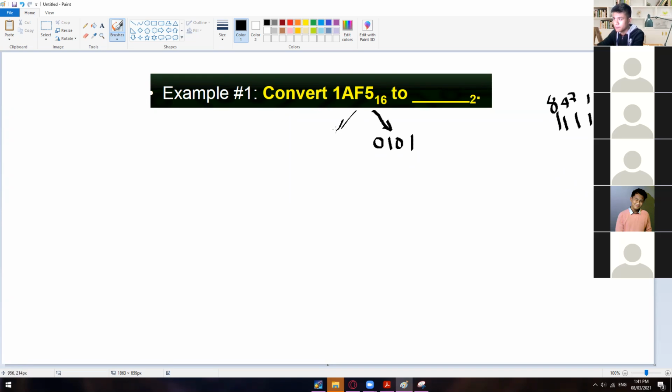How about F? 1111. Very good. Okay, there you go. So see, it's a lot easier if you use your mic and then a lot faster. How about letter A? 1010. Very good. 1, 0, 1, 0. How about 1? 0001. 0, 0, 0, 1. Okay. So how about the others? Were you guys able to follow?